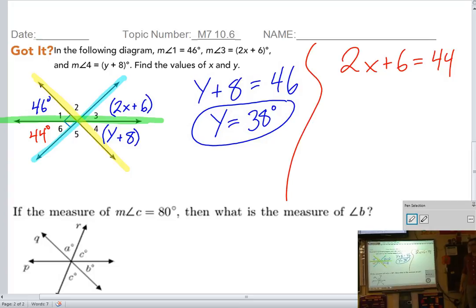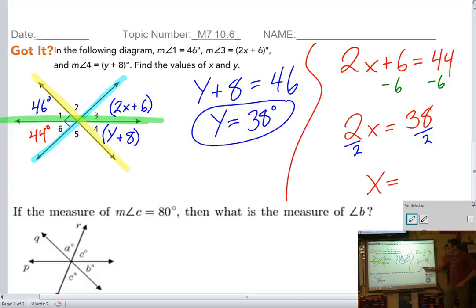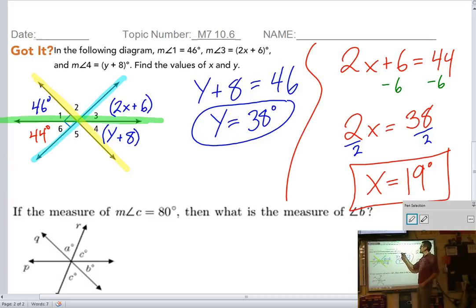Whitney, what do I do to start solving that? Take 6 and subtract it from 44. Subtract 6 from both sides. And then divide 38 by 2. x equals 19, which actually, I don't need this degrees. I can't go back and erase it because it's too close to other things. But you don't need that degree symbol, because your x already has a degree symbol on it.